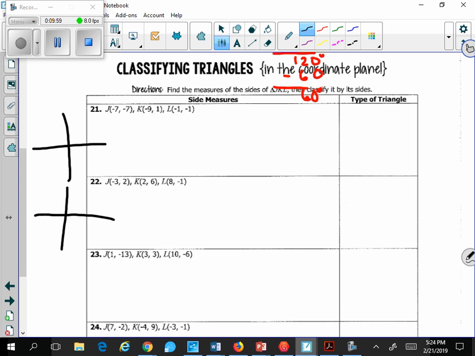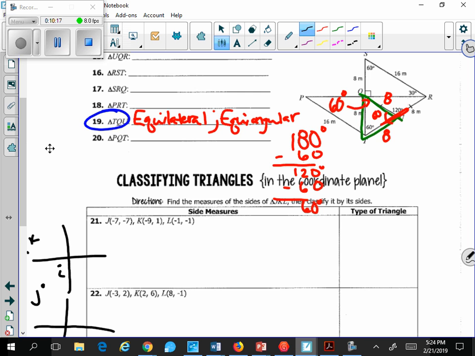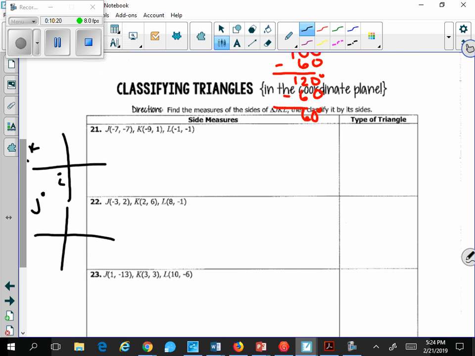So if I have JKL, they said J is -7, -7. So J is going to be somewhere down here. K is -9, +1. So that's going to be up there. And L is going to be -1, -1. So right about there. Oops, I'm too close to the edge. Okay, so that's my triangle. All I'm doing here, you know how to do this. This is asking me find the measures of the sides. The measures of the sides in the coordinate plane is just talking about the distance of it.